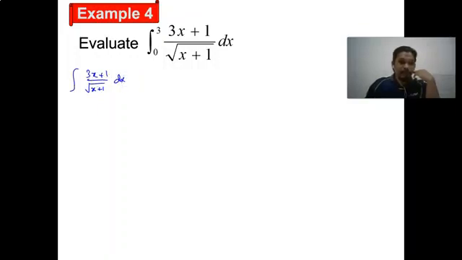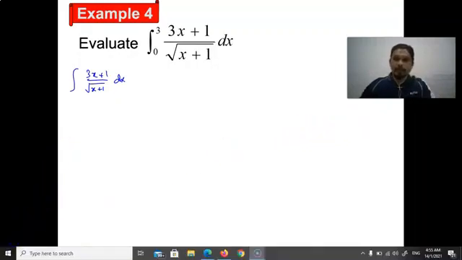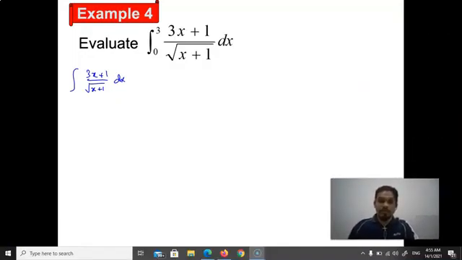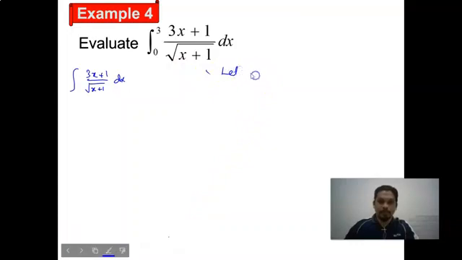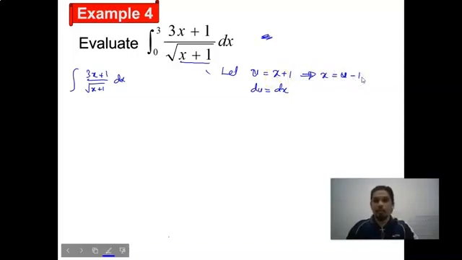For this question, we are going to use the substitution method. Since we have x plus 1 and we compare with 3x plus 1, we take u equal to x plus 1 as our reference. Then du equal to 1 dx, and from here we can come up with x equal to u minus 1.